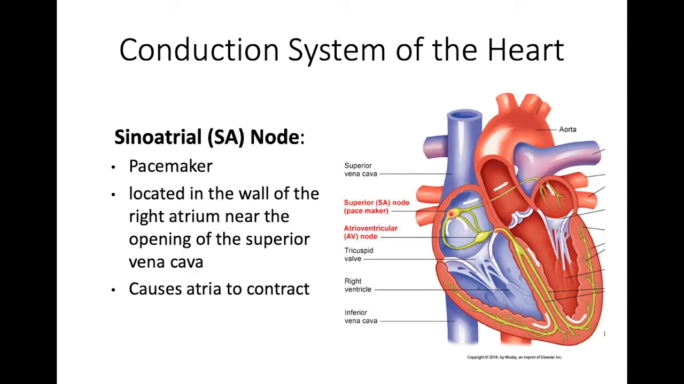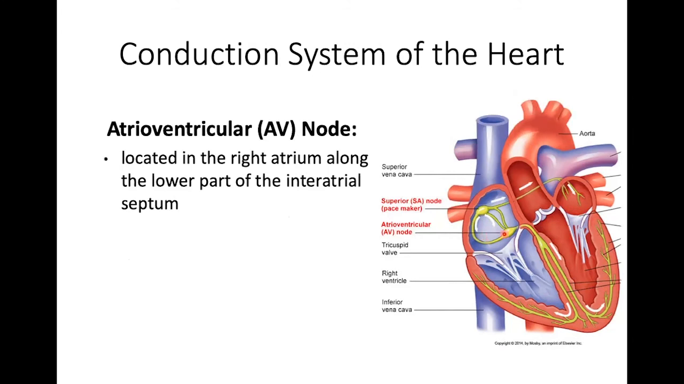Now, from the SA node, those electrical impulses are ultimately going to arrive at this other structure known as the atrioventricular node. Okay? And the atrioventricular node is also located in the right atrium, but instead it is located closer to the lower part of the interatrial septum that separates the right from the left atria.